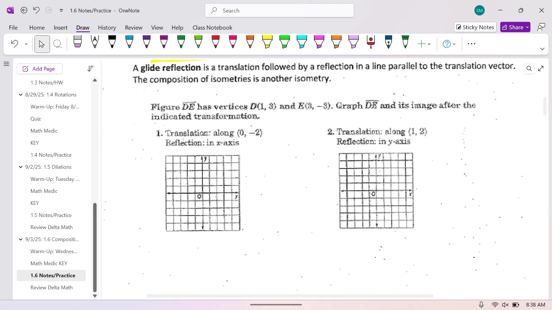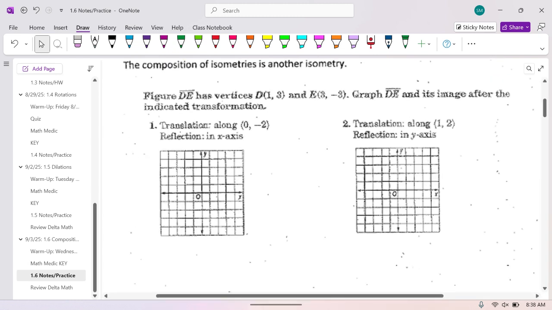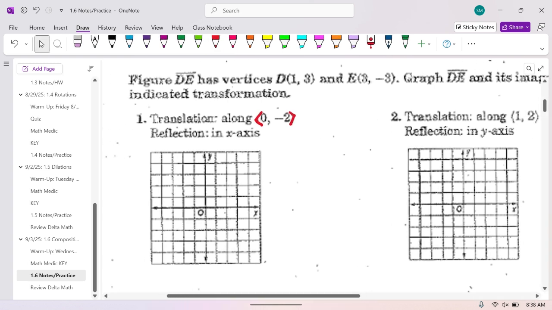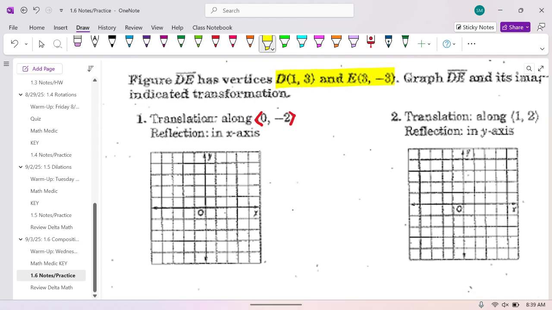Let's just do a kind of review here. First off, it's a little hard to see, but this is a vector for the translation. Now we're going to graph the segment DE. It says at the points 1, 3, and 3, -3. So go ahead on the first graph, graph that very quickly and label it as such. So 1, 3, that's D, and then 3, -3 is E.